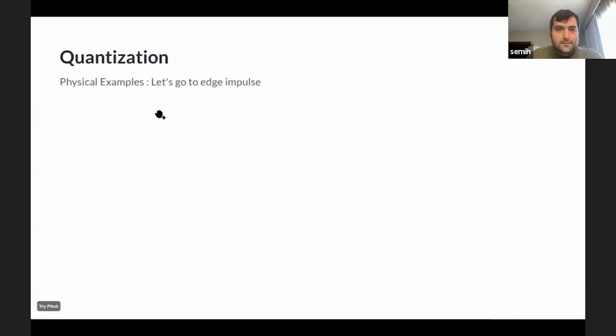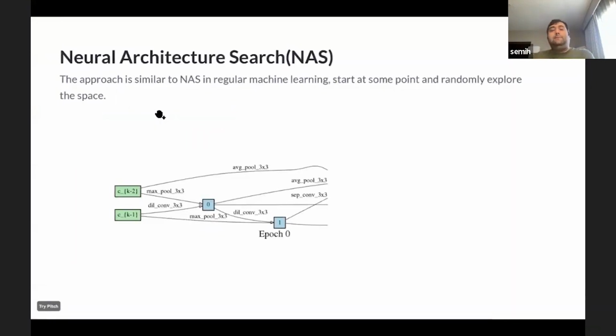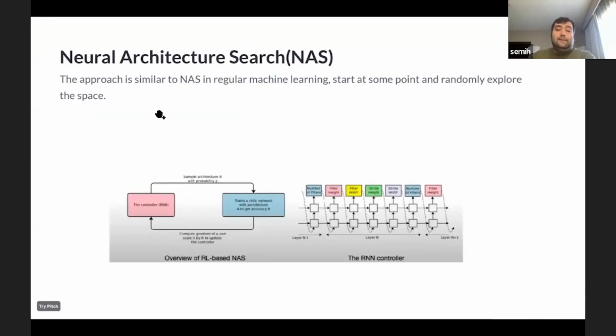So I will briefly talk about these methods, unlike the first two. Neural architecture search is very similar to neural architecture search in non-TinyML. What it does is use either reinforcement learning or evolutionary programming, but basically some objective goal. And I'll just try to change the architecture of the neural network and get a better performing network out of it. And I'll keep doing this until the architecture is good.